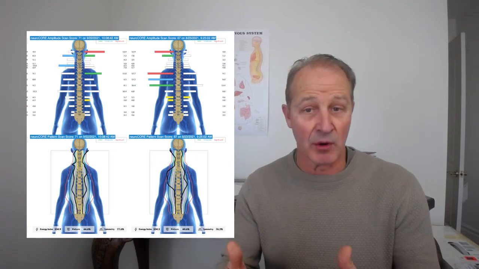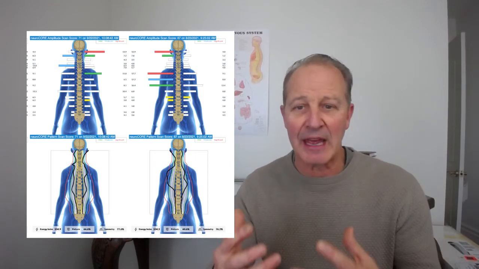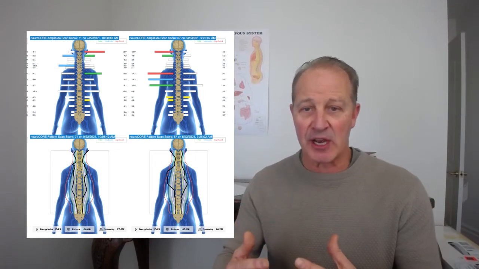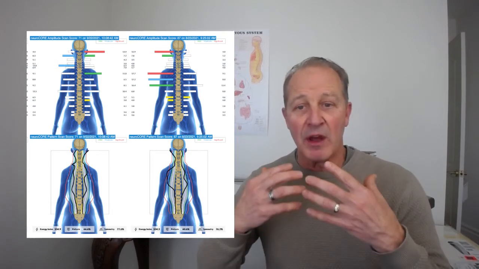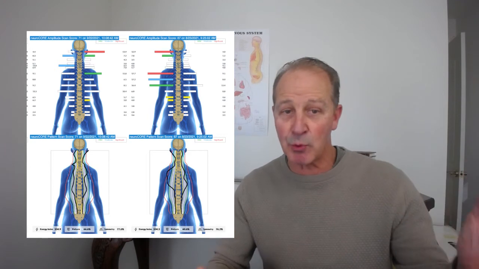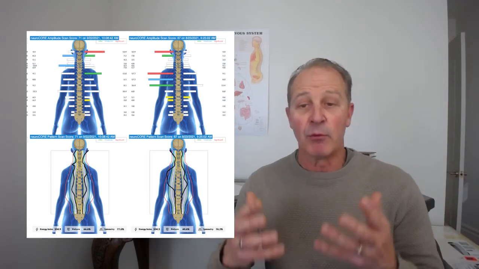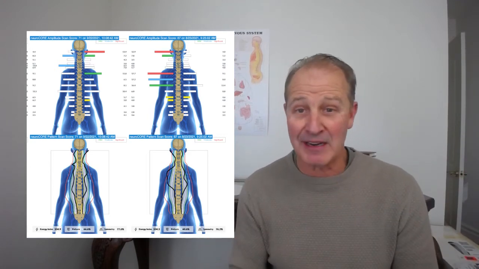So have a look and think about how your adjustments are interacting and what you can do to make this a better system that looks much more like the top left and the bottom left. Why? Because that's chiropractic in action.